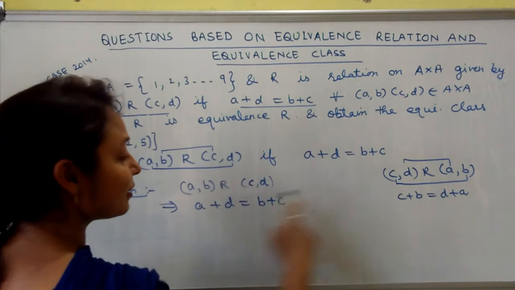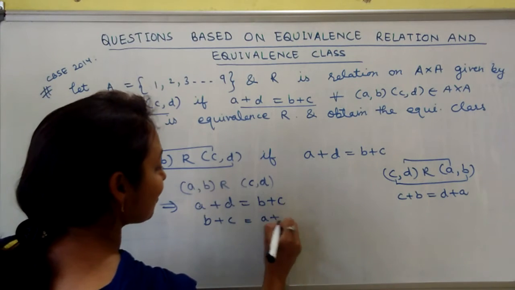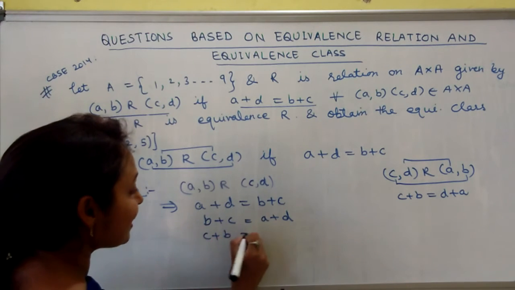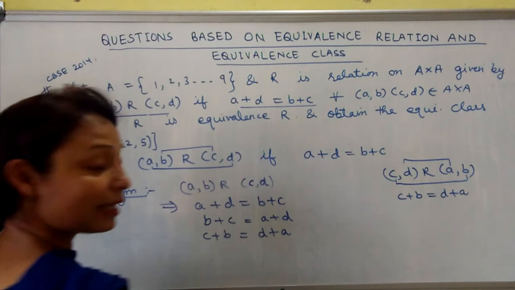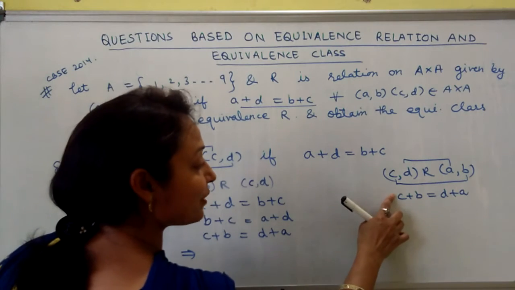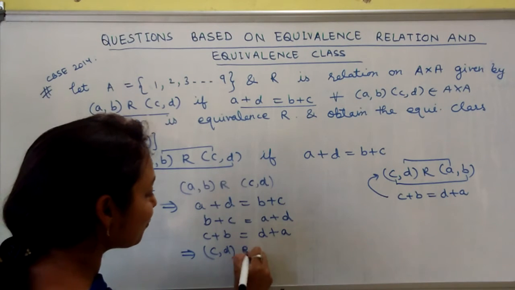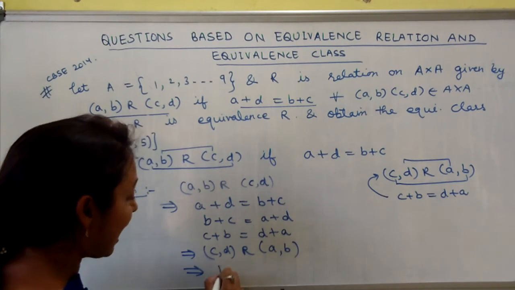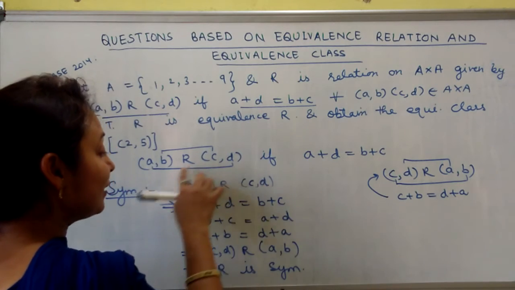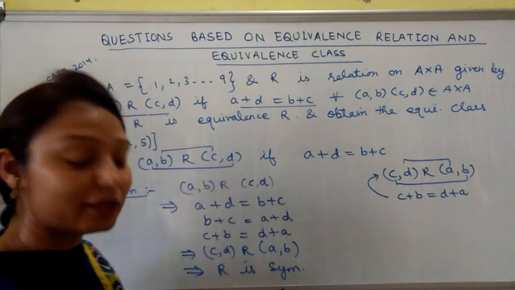That means I have the same terms. I will take b plus c on the left hand side and a plus d on the right hand side. According to this, I will interchange the terms: c plus b equals d plus a. Can we write this? Yes, because there is an addition sign, we can interchange the terms. So we can write that (c, d) is related to (a, b). This implies R is symmetric. Okay. (a, b) related to (c, d) and we reach (c, d) related to (a, b). That means R is symmetric. So this is the way to prove the symmetric relation.